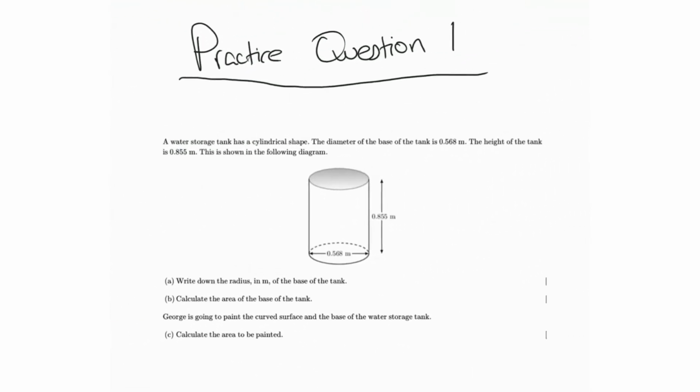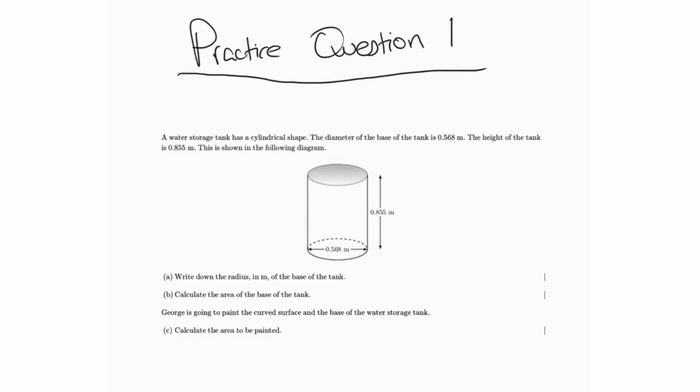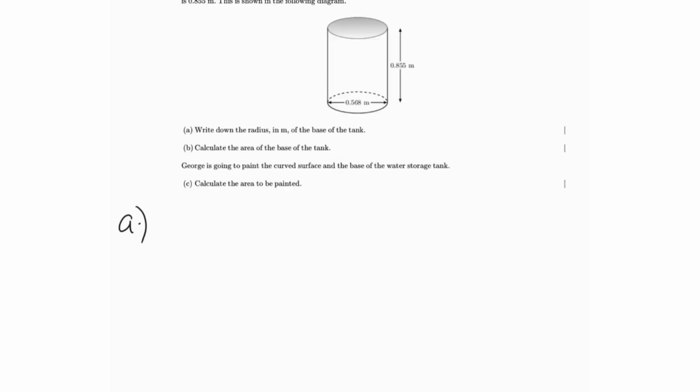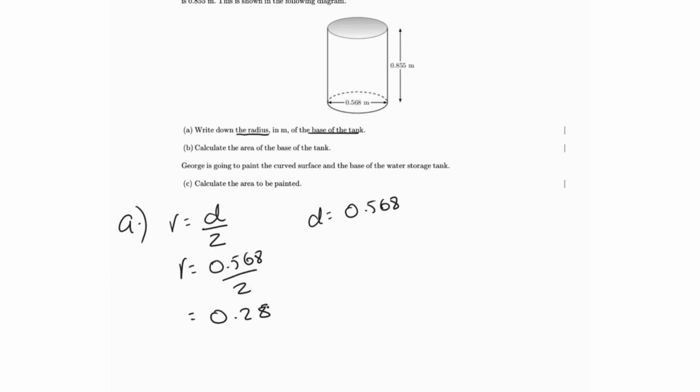So now I'm moving to a practice question. If you want, you can pause the video here and do it yourself and come back. So it says for A, write down the radius at the base of the tank. So as you know, r is equal to diameter over 2, and in this case diameter is 0.568. You can find the radius as simply doing 0.568 divided by 2, which is 0.284 meters.